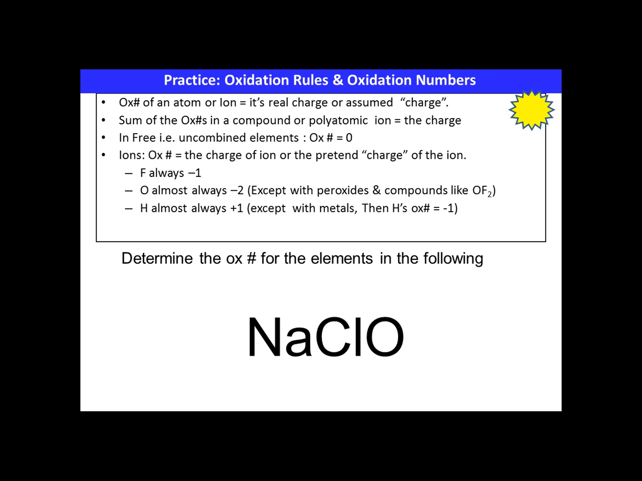NaClO. What is the oxidation number of the elements in this compound? Well, sodium is +1. Sodium is always +1. It's one of the alkali metals. Oxygen is -2. We know that. Now, in this case, chlorine is +1. Now, I know you're used to the chloride ion being a -1. Here's a case where the oxidation number is not directly related to any ion's charges. So the oxidation numbers here for sodium is +1, for chlorine is +1, for the oxygen is -2.